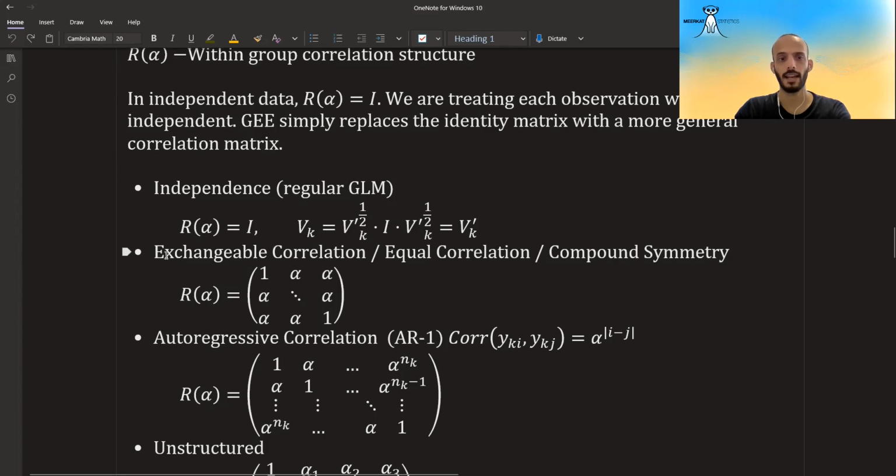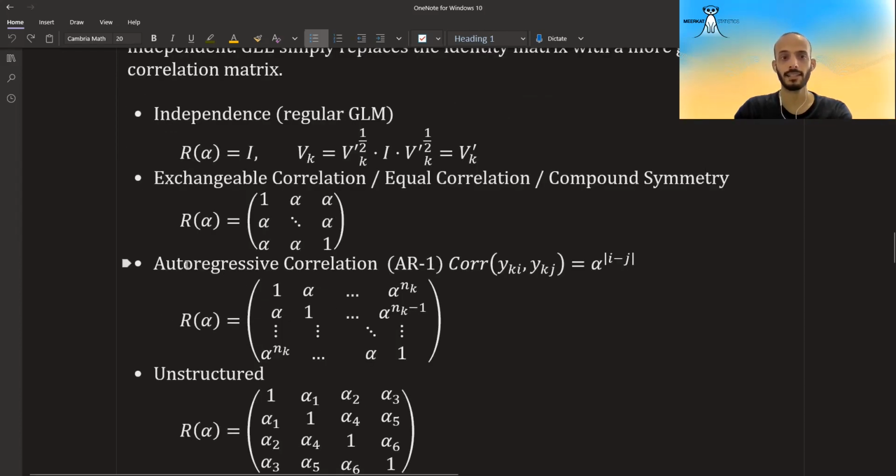For example, what is called exchangeable correlation, or equal correlation, or compound symmetry, which means that we have ones in the diagonal and the same correlation between every other measure in our group. Okay, and this could maybe be plausible when we are talking, for example, about the medical centers example.